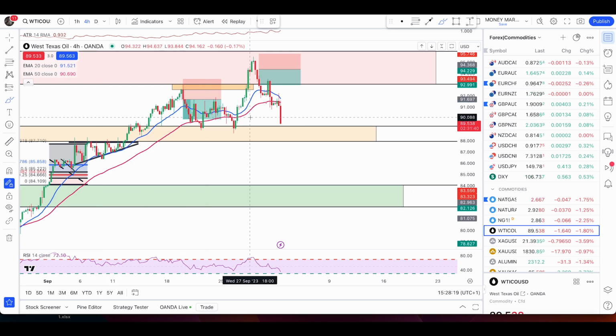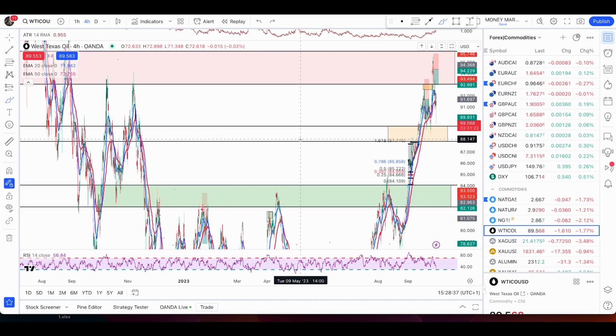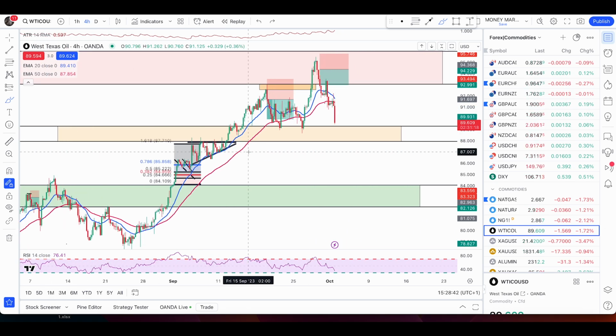So for now, we can get some pullbacks from here. I'm not expecting a very big bounce from here. I'm expecting some pullbacks and then a continuation towards the downside. We can get a pullback to the 50 EMA, and then the price can head lower. So only expecting some bounce looking at this level that has acted as a good level of support and resistance in the past. That is why I'm paying attention to this level now.